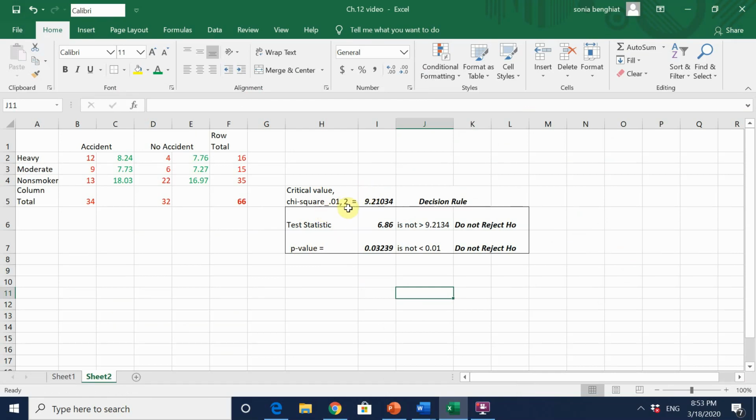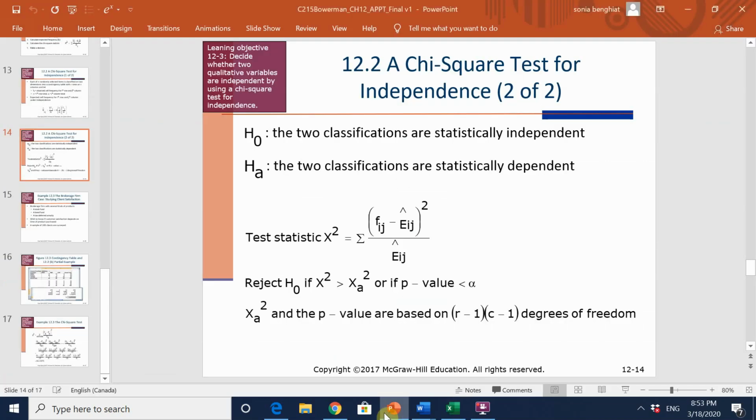How do I get this 2 degrees of freedom? Let's go back to the slide and see once again. 2 degrees of freedom is as a result of taking the product of number of rows minus 1. Here I've got 3 rows minus 1 is 2, times number of columns minus 1. I've got 2 columns minus 1 is 1. So 2 times 1 gives me 2 degrees of freedom.